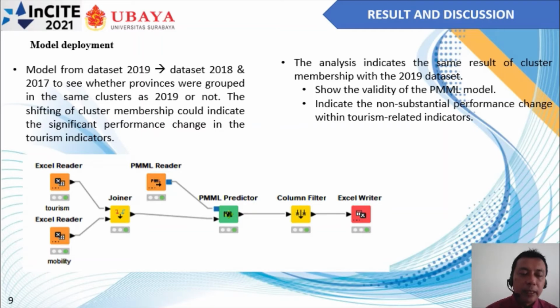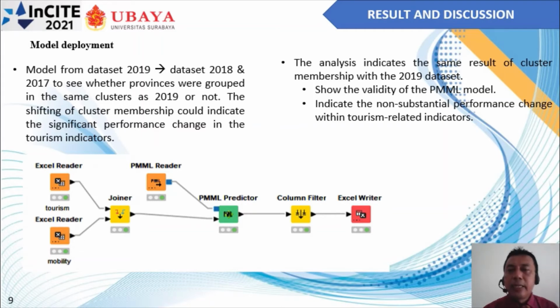This figure exhibits a KNIME workflow for model deployment. First, the Excel reader node reads the tourism performance of 2018 or 2017. Then it applies the model with the PMML predictor to predict the cluster membership of the data.